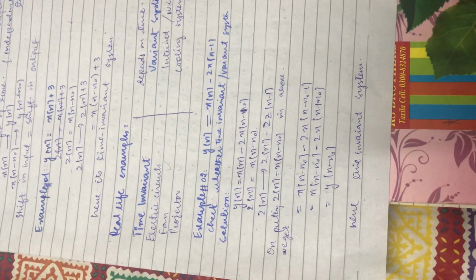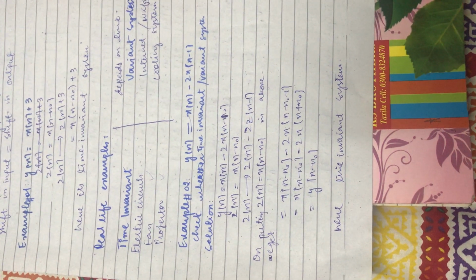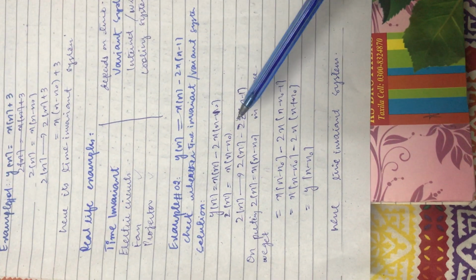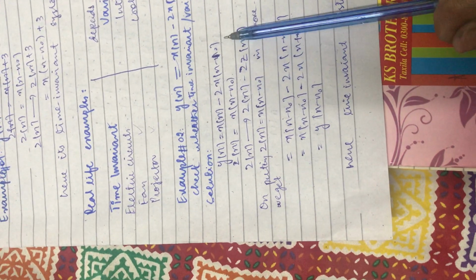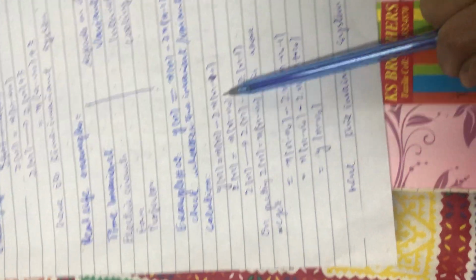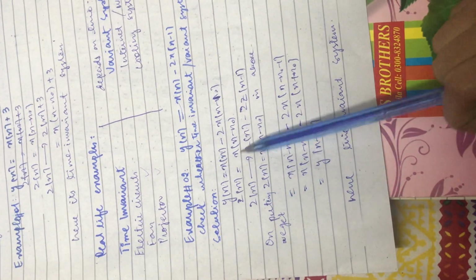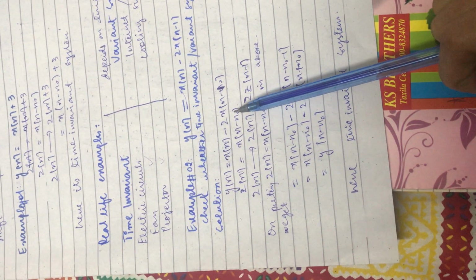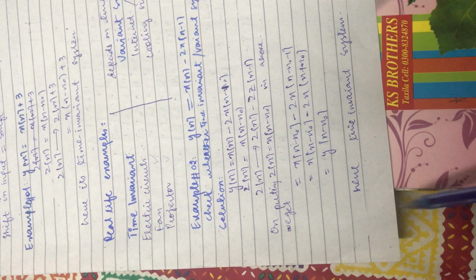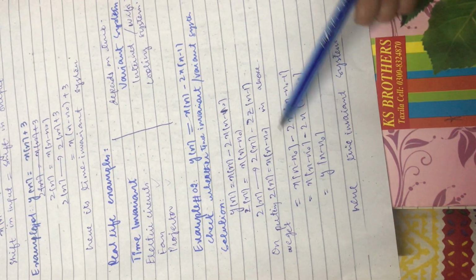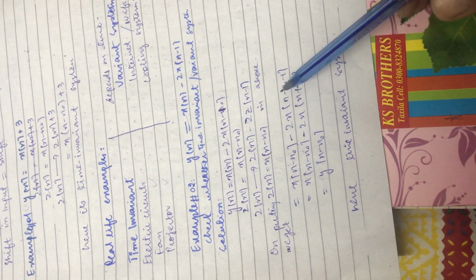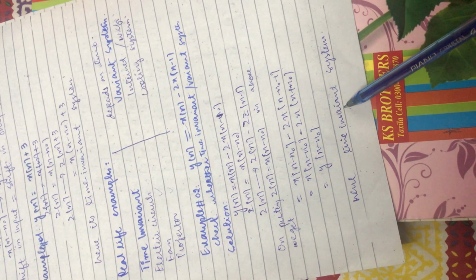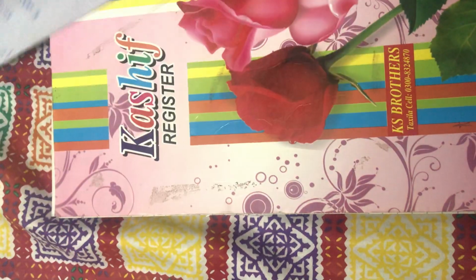Here is an example. This is a time invariant system because we have the input signal and we have the system equation, z of n equals x of n minus n naught. We have created a shift of n naught in the signal, and it has satisfied the property, so it is a time invariant system.